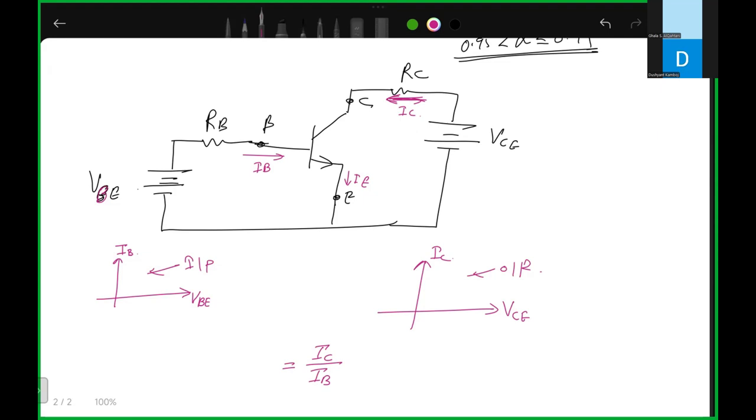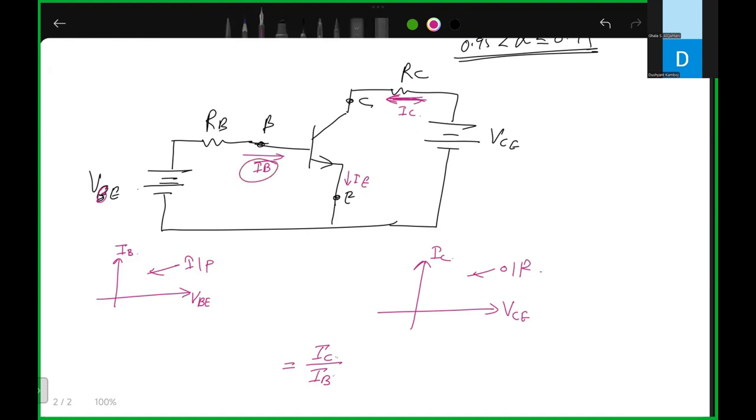Isn't it IC over IE, the alpha? No. In this case, basically you have to check the input current and output current. So inside this circuit, what is the input current? IB. Just see the circuit. Yes, this is the input.